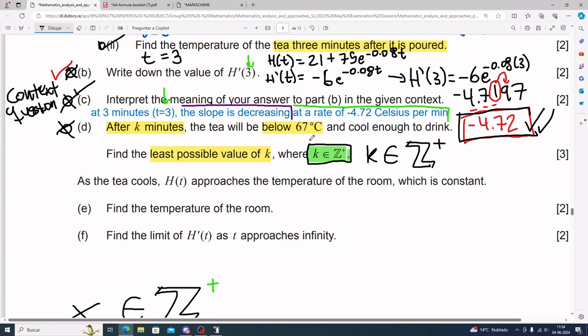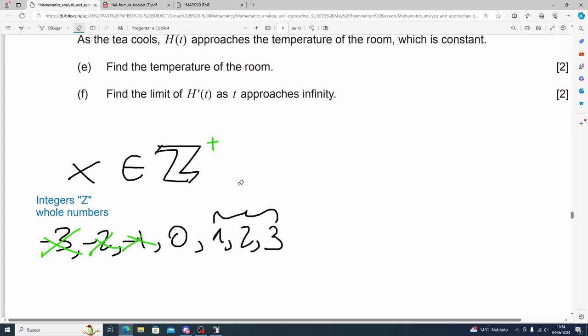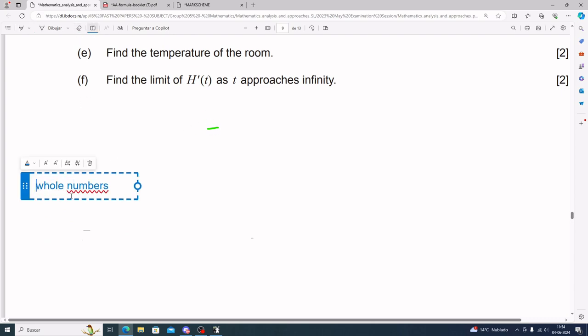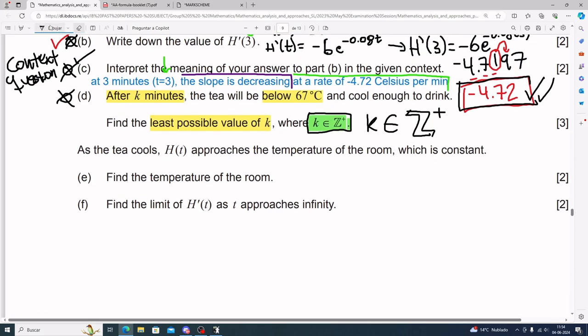But regardless, the procedure is pretty much going to be the same. Let me make a little bit of space for part D because it will get juicy in here, so be careful. It says that after k minutes, the t will be below 67. So let's first write down our original function. Our original function is 21 plus 75 times e to the power of negative 0.08 times t.